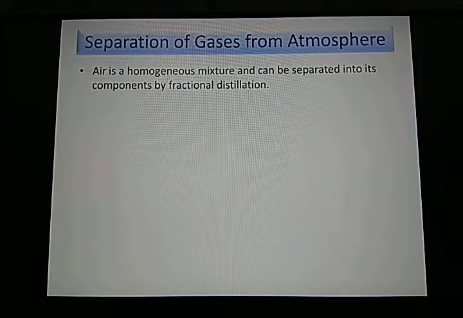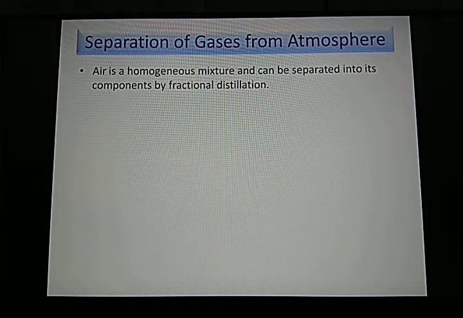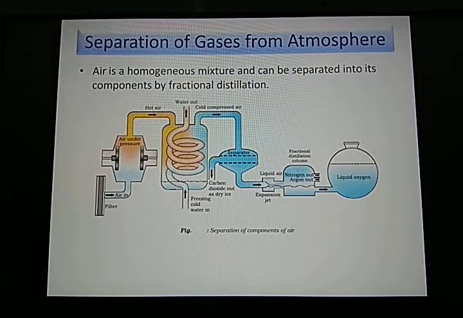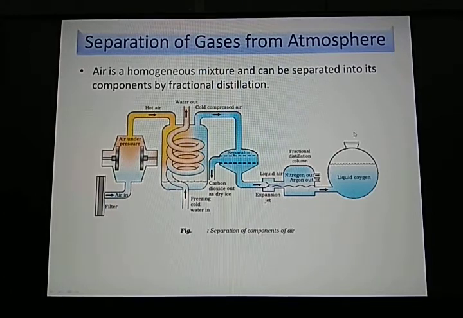Now we know that air is a homogeneous mixture and can be separated into its components by fractional distillation. I have learned in the previous class, or you can say in the last video, we have discussed fractional distillation. So now we are going to discuss how, with the help of fractional distillation, we can separate out the different kinds of gases from the atmosphere. Before that, let us see the flow diagram. This flow diagram shows us how we separate the different components of air. As you can see, I'll explain this whole flow diagram one by one.